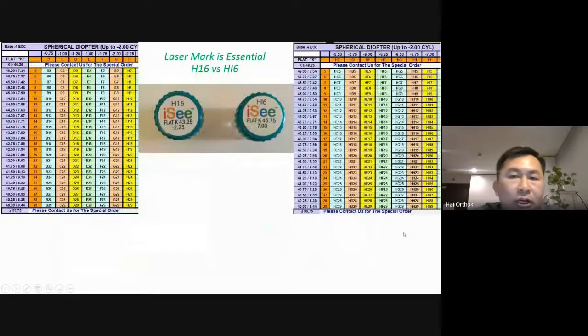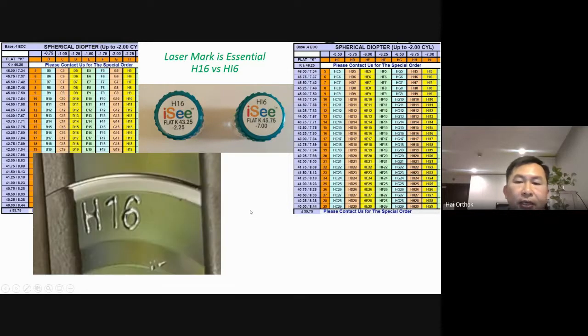The laser mark on the AutoK, Fargo, and IC lens is very important because we know if we are fitting a correct lens on the eye. And we also know if the laser mark reflects the correction. For example, H16 is only 2.25 diopters. SI6 is actually 7 diopters. So we have to review the laser mark on the treatment of the autokeratology before we troubleshoot the lens.